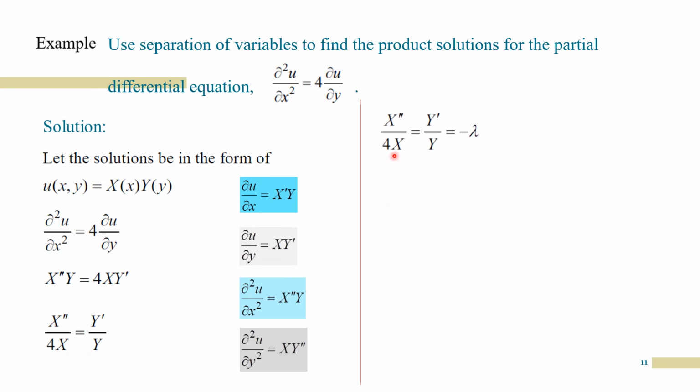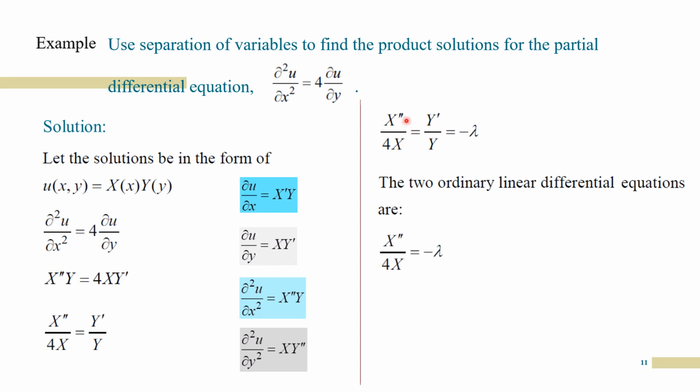Now X'' divided by 4X equals Y' divided by Y. Now this is an equality. This is a function expressed in terms of the variable x alone, and this is a function expressed in terms of y alone. So how can they be equal? They can only be equal if they are both a constant, and therefore we shall call the constant negative lambda. From this, we can obtain two ordinary linear differential equations, which are as follows.